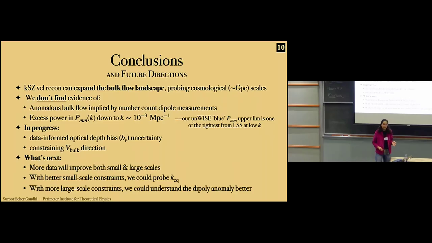We're not seeing evidence of anomalously large bulk flows. We're not seeing anything weird in the matter power spectrum from low redshift tracers at low K values. And just stay tuned. We are improving our optical depth bias parameter uncertainties. And also the direction of the velocity might be interesting to say something a little more informed about this dipole anomaly as well.